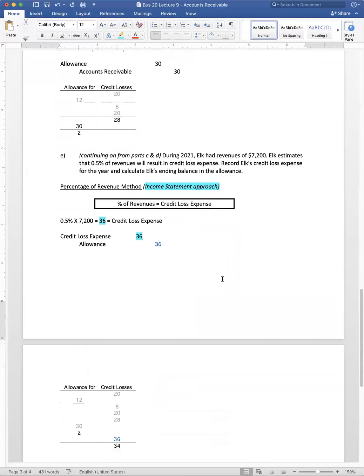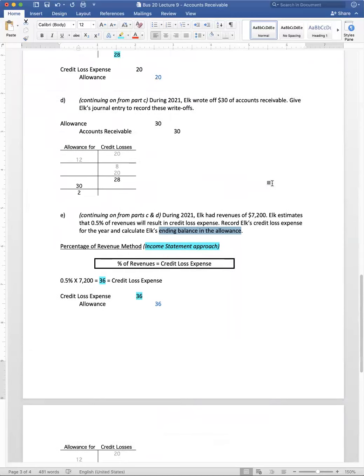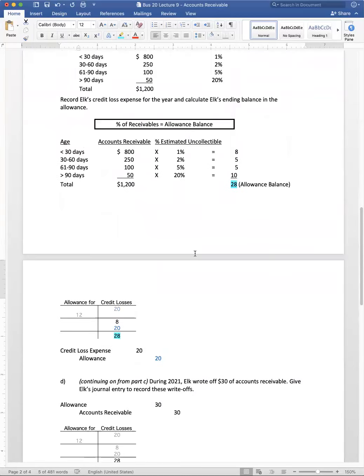Okay, so ultimately, what does this come down to? We need two things. Question E and question C both ask for the same thing. They want the credit loss expense and the ending amount in the allowance. In C, I wanted the same stuff. I wanted the credit loss expense and the ending balance in the allowance. Those are the two things we need to know.